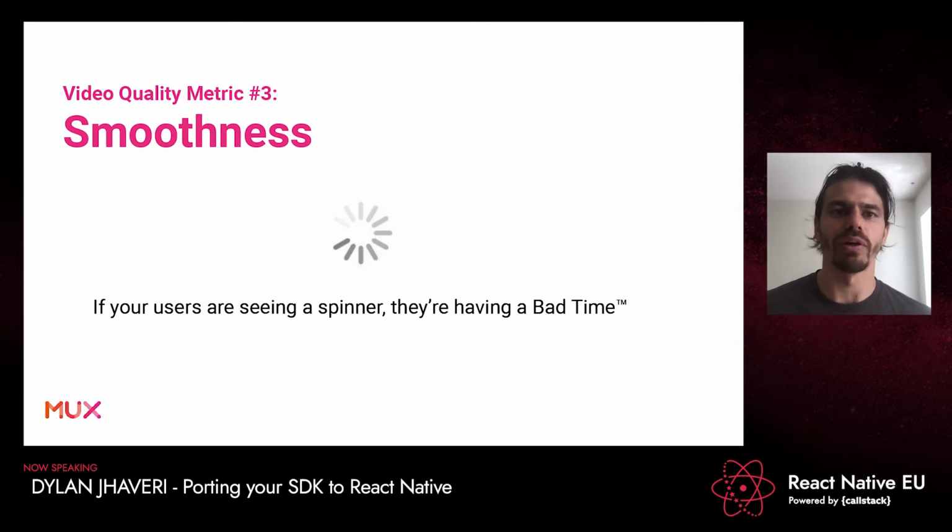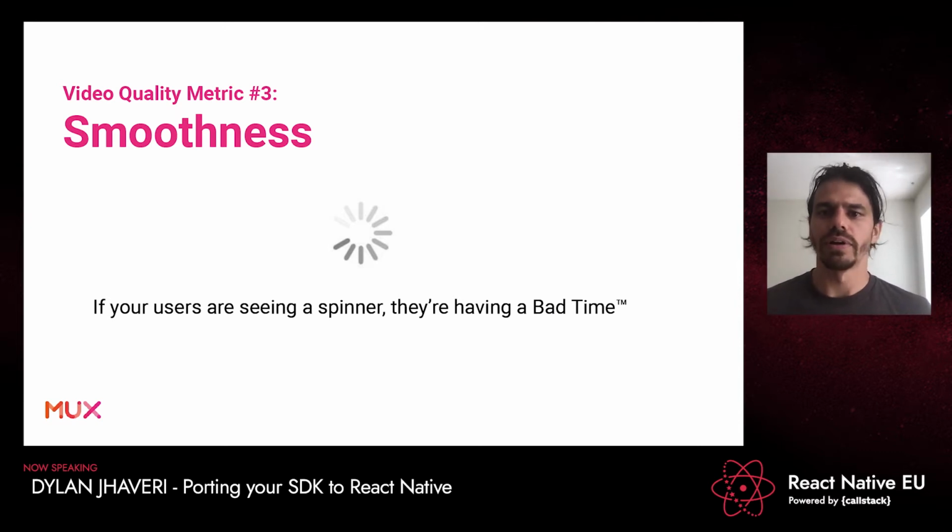But what happens when the player runs out of buffer is that it's in a rebuffering state and you'll see a spinner. And if your users are seeing a spinner when they're trying to watch your video, they are having a bad time and they are probably going to close your app or leave your product. So it's really important to track these metrics when you have a video product.